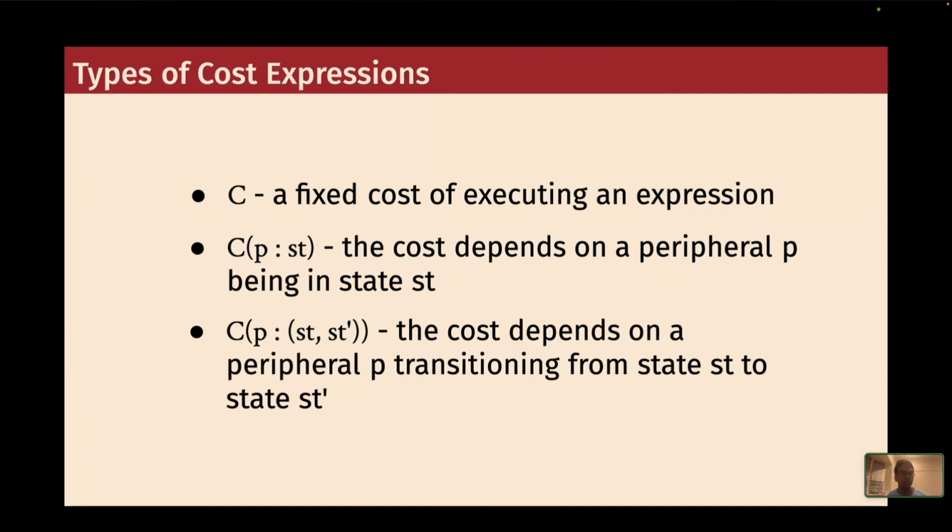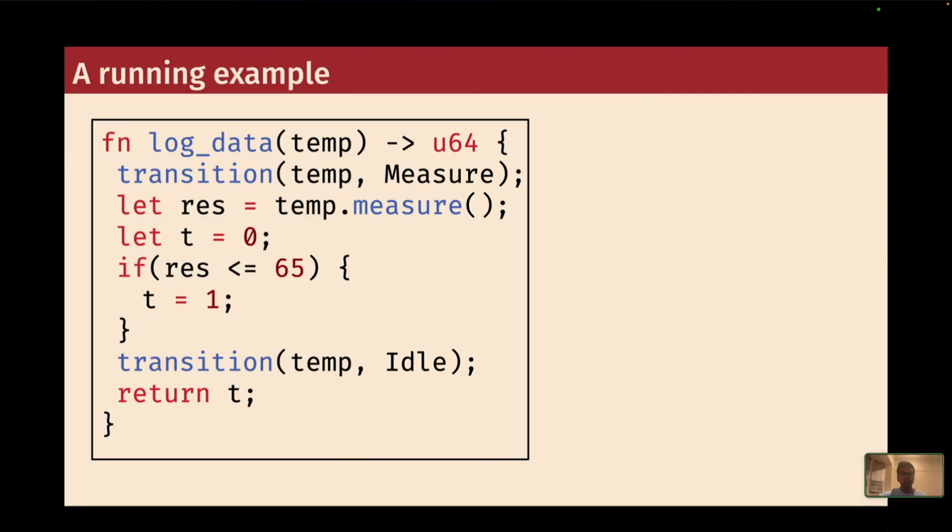So, to correspond with the three categories of cost mentioned earlier, we also have three different types of cost expressions, which represent either cost of executing code on the main board or the cost associated with using a peripheral, such as either being in a state or transitioning from one state to another. Let's look at how this type system works on a larger example.